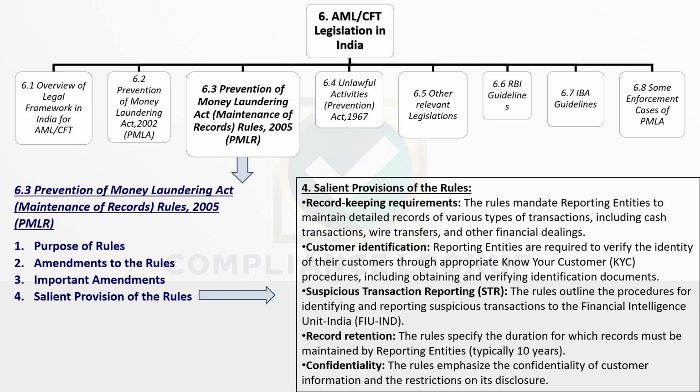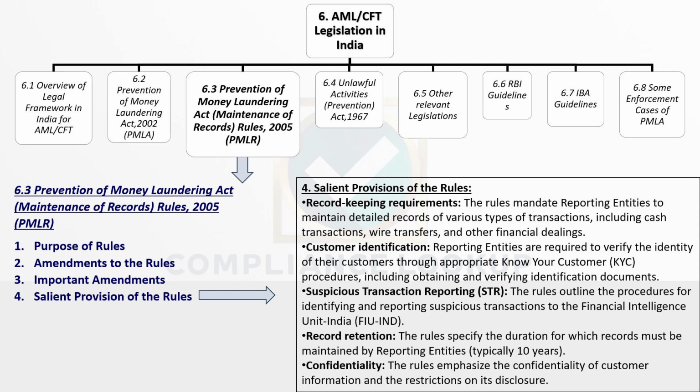E. Confidentiality. The rules also emphasize the importance of maintaining customer confidentiality. Reporting entities cannot disclose customer information to unauthorized parties unless required by law. Example: if a bank suspects a customer of money laundering, it must keep the investigation confidential and report it only to the FIU, not to other customers or third parties.